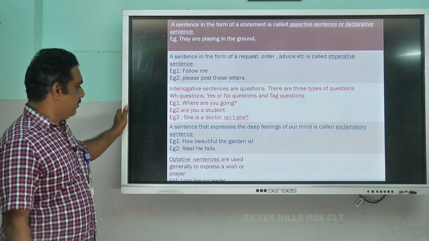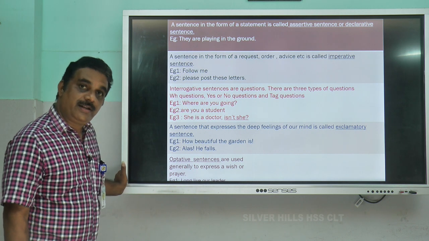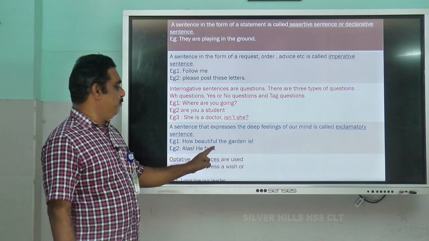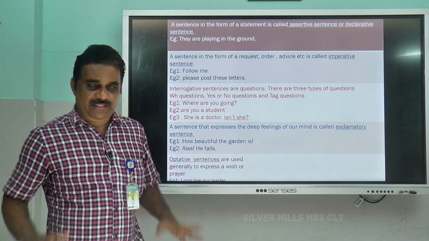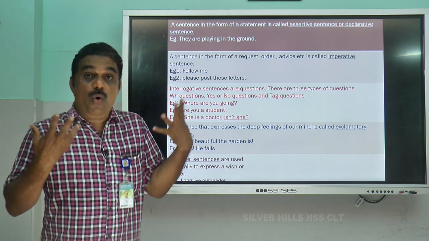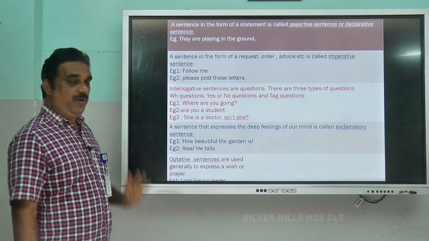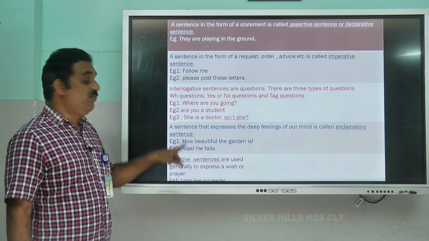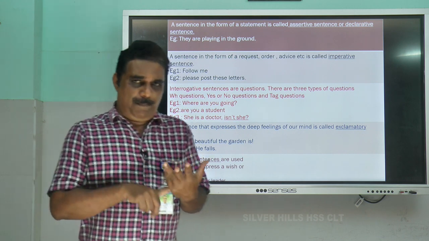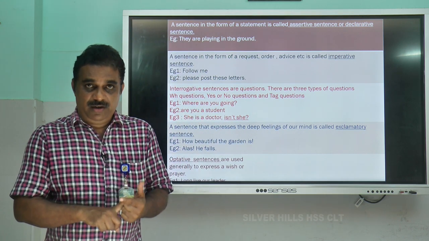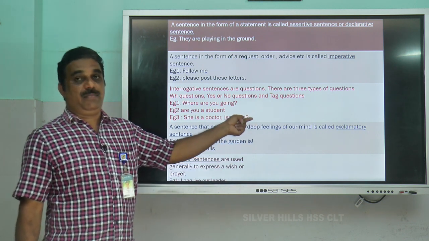Okay, now next one. A sentence that expresses the deep feelings of our mind is called exclamatory sentence. Example, how beautiful the garden is. So really the garden is very beautiful. With great excitement we are telling that how beautiful the garden is. So it becomes exclamatory sentence. And next one, alas, he falls. Any feeling, sometimes of happiness, maybe of sorrow, then fear, any feeling in your mind that you can express with excitement becomes an exclamatory sentence.